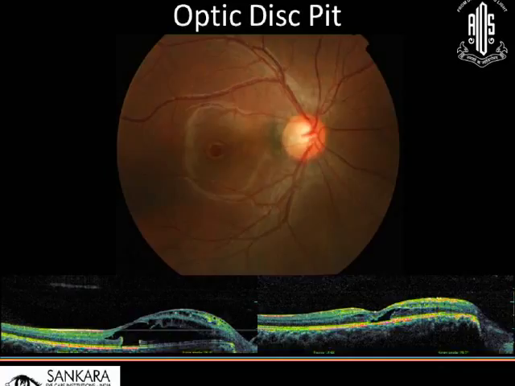Very, very classic. Yes, nasal part of the retina showing retinoschisis-like appearance. Yes, an optic disc pit. So this can also present just like a macular edema. We have to look at the optic disc much more carefully to diagnose this.